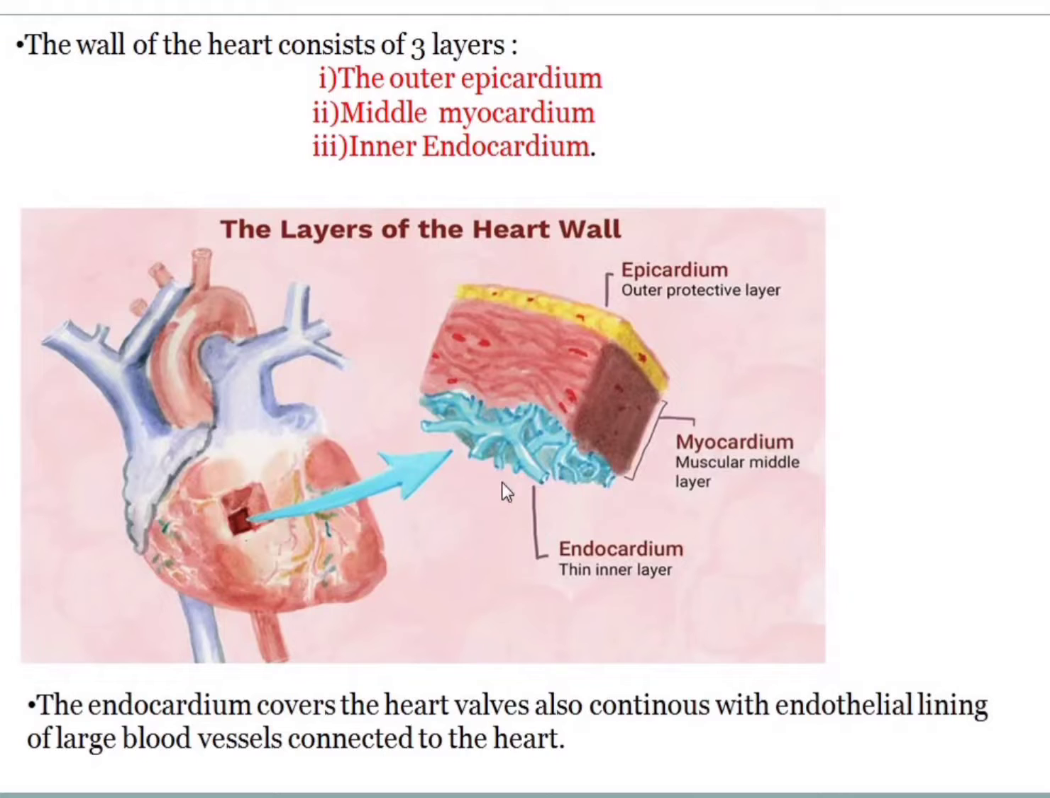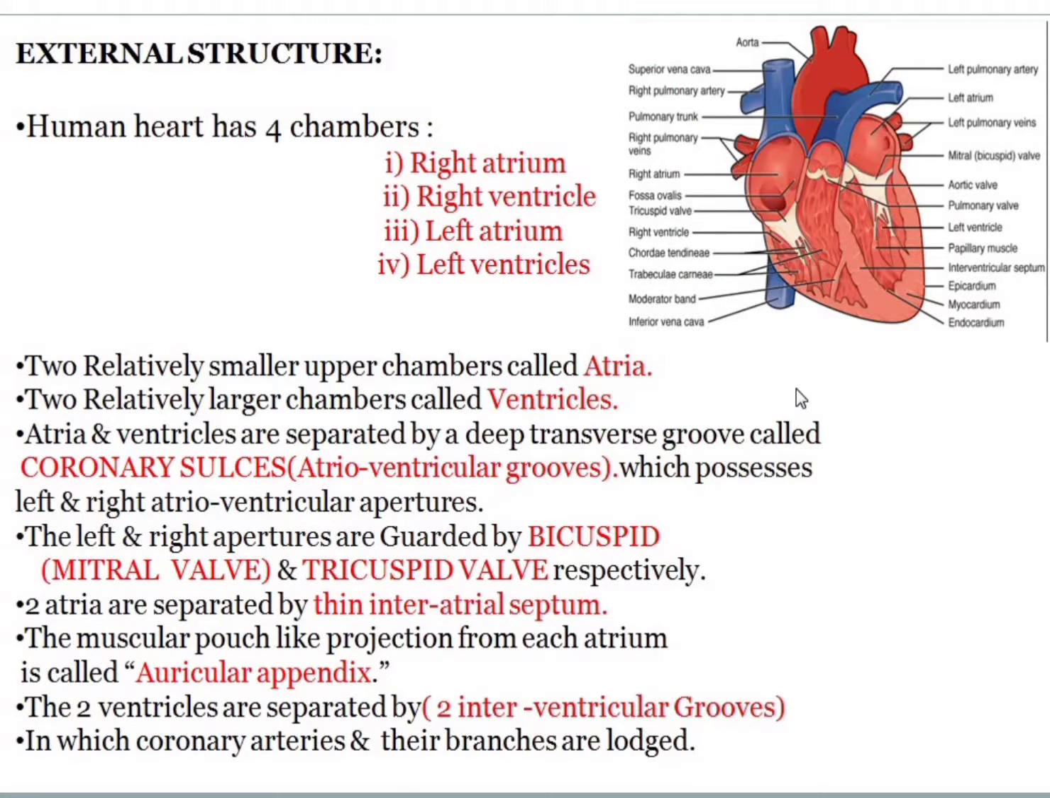Next, the walls of the heart. There are 3 walls. First, the epicardium, the outer protective layer. See here, this is the heart, and we have taken a small part outside. See here, these are the layers. Epicardium, the outer protective layer. The middle one, myocardium, the muscular middle layer. This one is the endocardium, which also has endothelial linings of the large blood vessels connected to the heart. It is a thin inner layer. These are the 3 layers, also known as the walls of the heart.